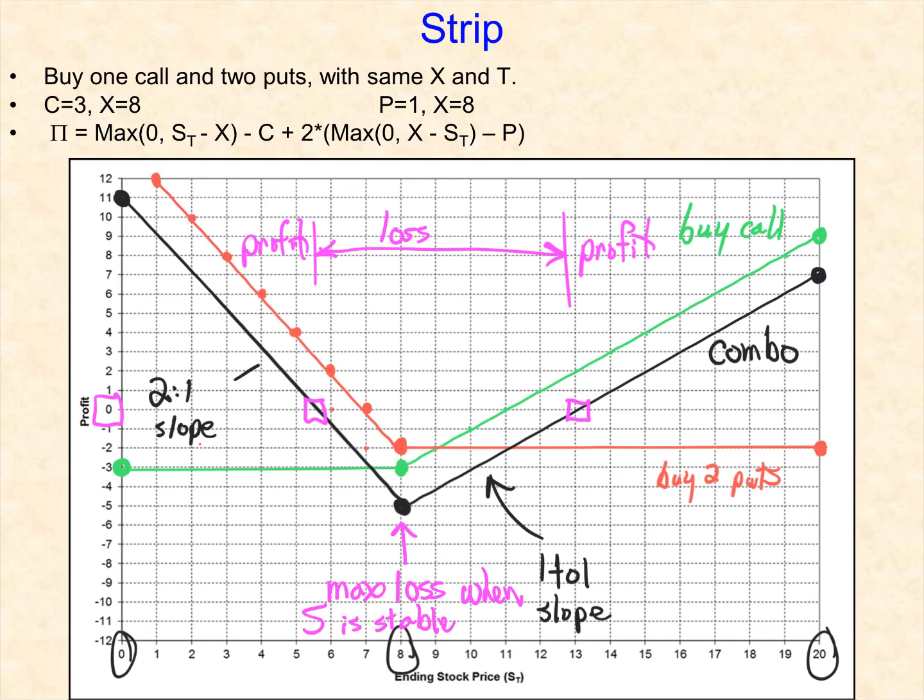This concludes our review of the advanced option strategies.